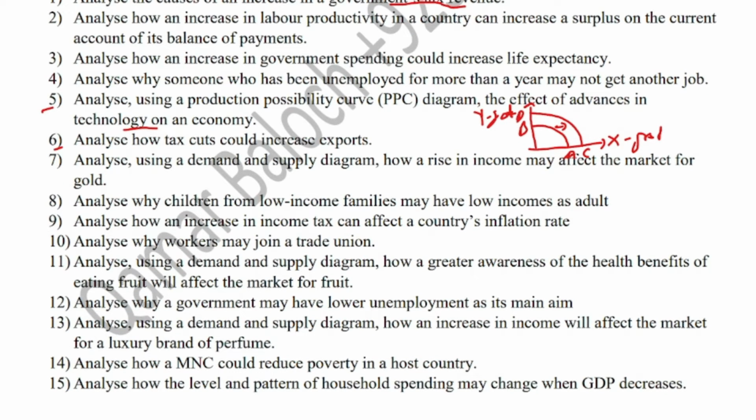Question number 6 says, analyze how tax cuts could increase exports. Tax cuts mean a reduction in taxes. There may be two types of taxes: one is direct tax and the other one is indirect tax. For example, if the government removes or reduces or cuts taxes on the producers, that is corporate tax, then they will be able to produce more, and when they produce more they can export more to other countries.